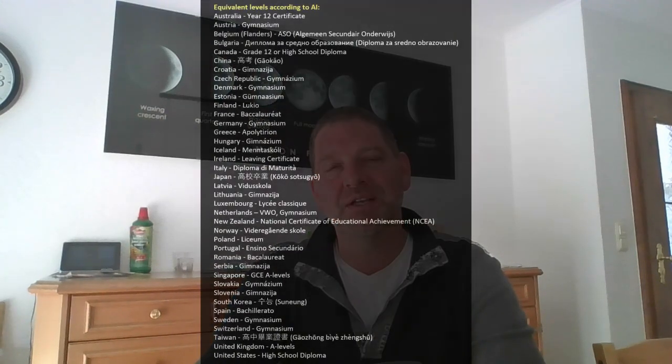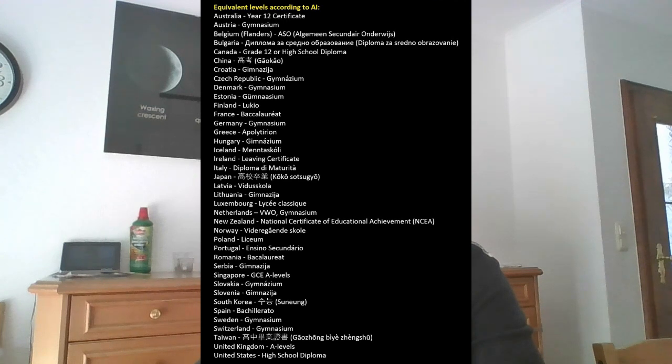Welcome everyone. I came across an interesting math exercise from a Dutch final exam. This exercise is from the highest high school level in the Netherlands, and here is a list of the equivalent levels in other countries. You might want to pause it. Have a look if your country is there.